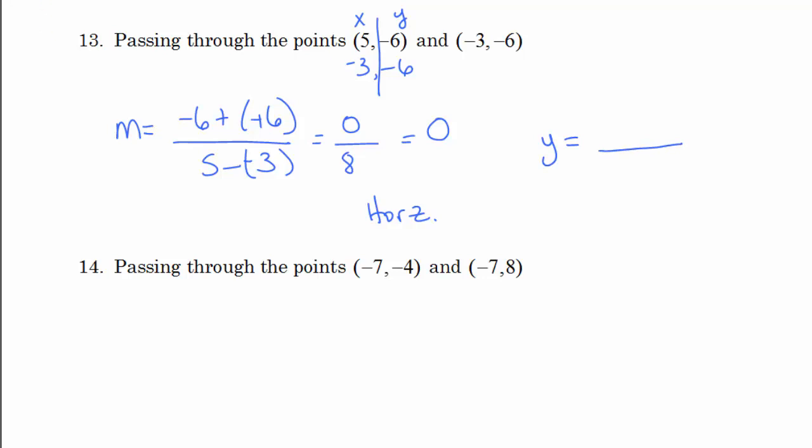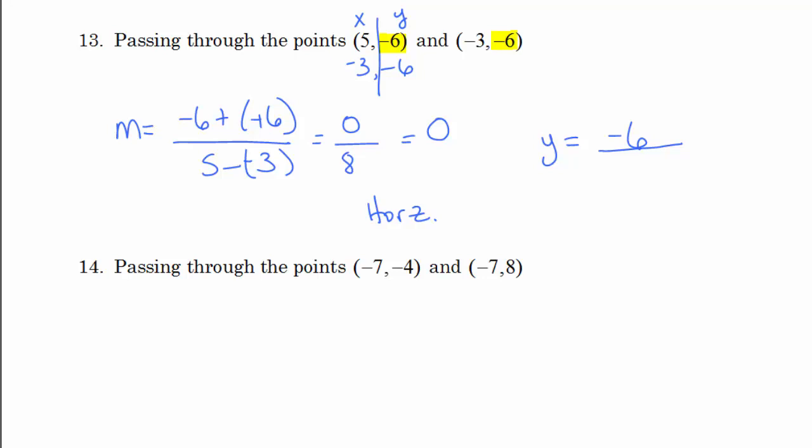Well, you're saying which number? The y's are the same. Oh, and a couple of lessons ago I said, hey, if the y's are the same, your slope is going to be 0 and it's going to be a horizontal line. Here it is again. So what is y equal to? -6.